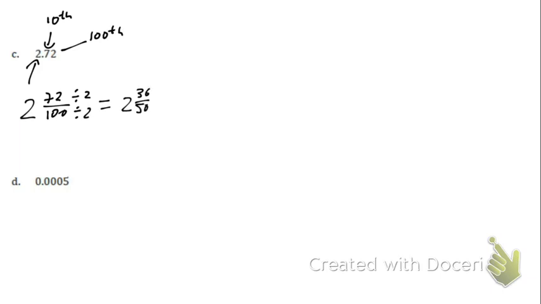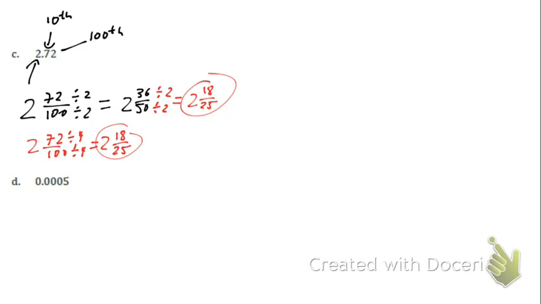36 over 50. If you leave your answer like this, you would not get full credit because the 36 and the 50 can also be simplified, right? So I could divide it by 2 again. Get 2 and 18 over 25. If I had wanted to, I could have just divided top and bottom by 4, right? Either way, as long as you get to that answer.